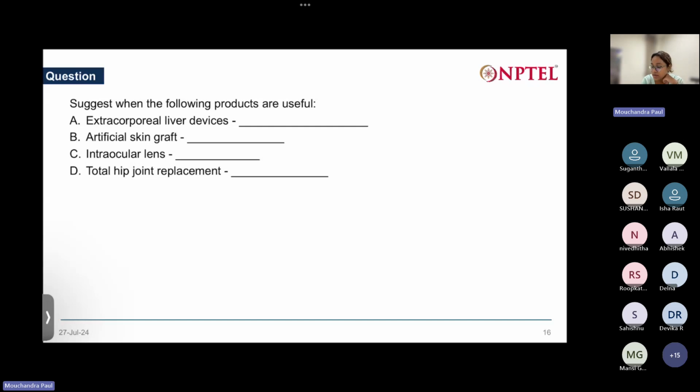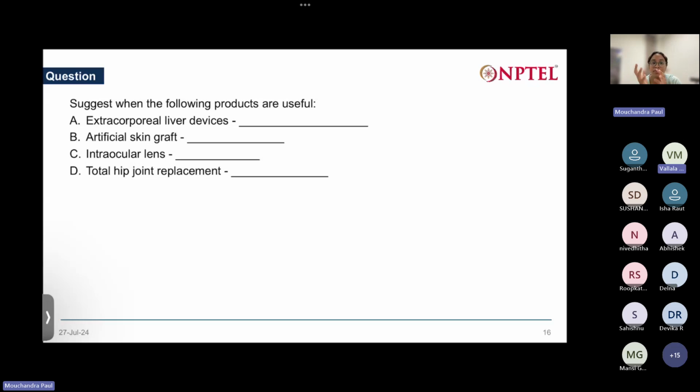Now, these are some examples. These are 4 examples of tissue engineered products or biomedical products that are available in the market. Now, I want you guys to answer in which circumstances these products will be useful for a patient. Like if you were a biomedical engineer and someone asks you, I have a product, in which patient should I use it? So case A, case B. You have to answer the disease or the condition that the patient has for which this particular product is useful. Okay. So first is extracorporeal liver devices.